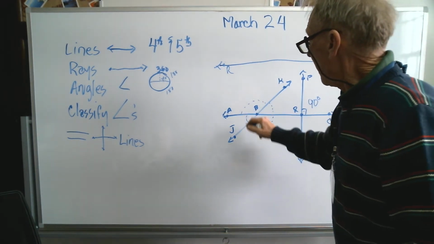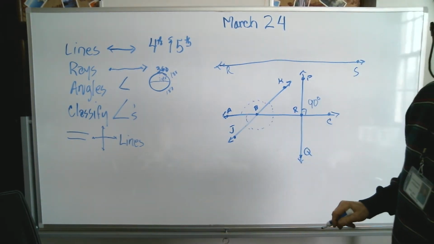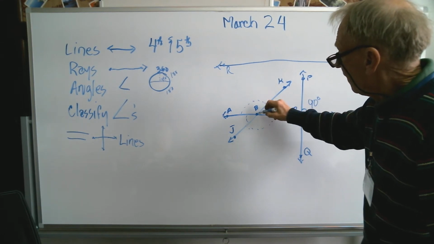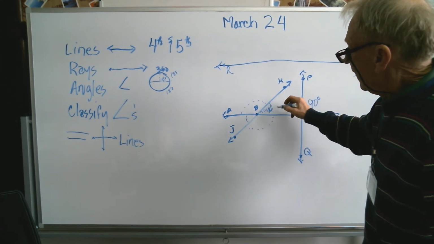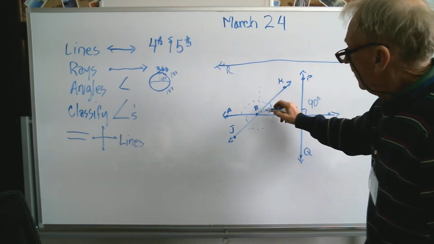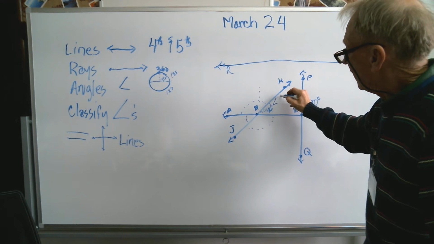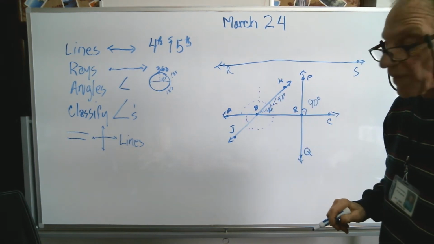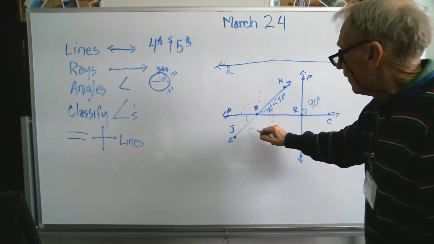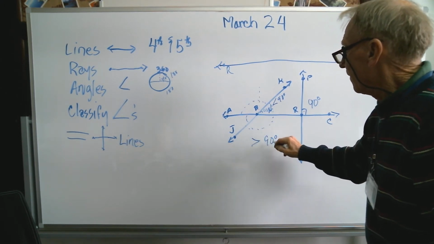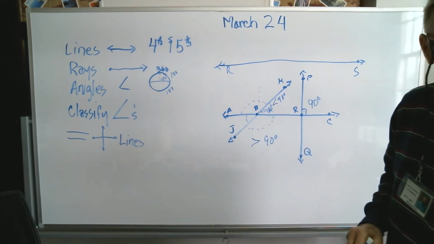But these two angles represent this angle here is less than, if it was 90, it would be like that. So this is less than 90 degrees. So that's an acute angle. And because this angle here is greater than 90 degrees, that's an obtuse angle.